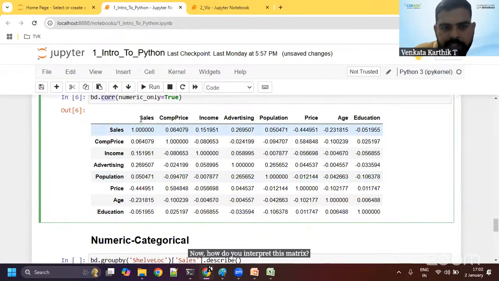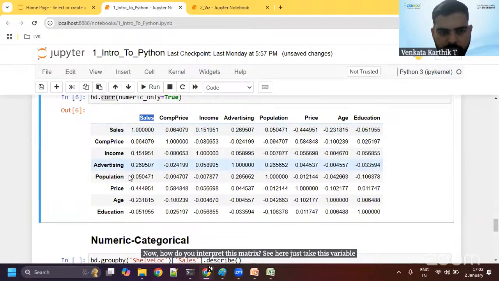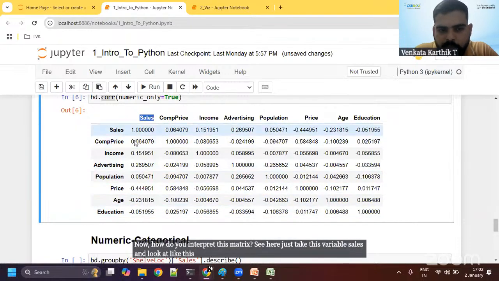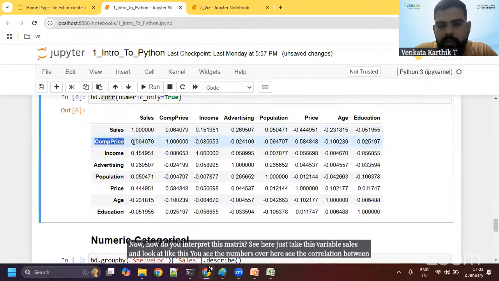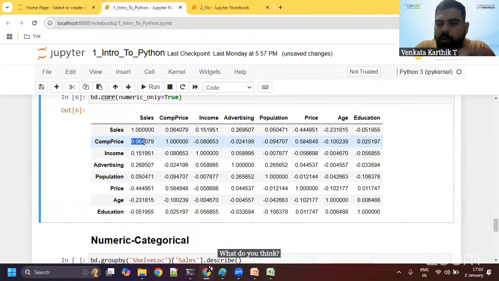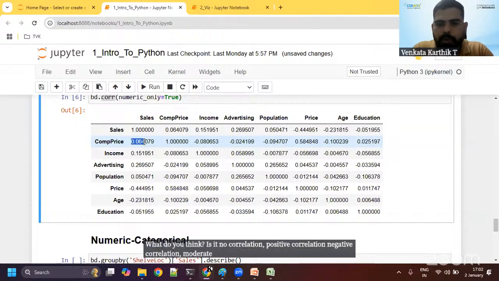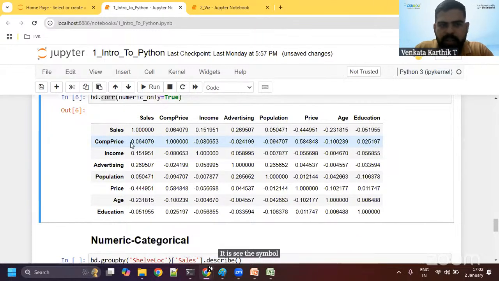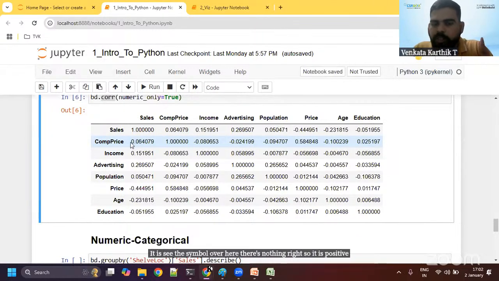See here, just take this variable sales and look at like this. You see the numbers over here? The correlation between sales and competitor price is 0.06. What do you think? Is it no correlation, positive correlation, negative correlation, moderate positive, high positive? Correct? It is low correlation. It is very close to zero, right? So it is low positive correlation. See the symbol over here, there's nothing, right? So it is positive. So low positive correlation.